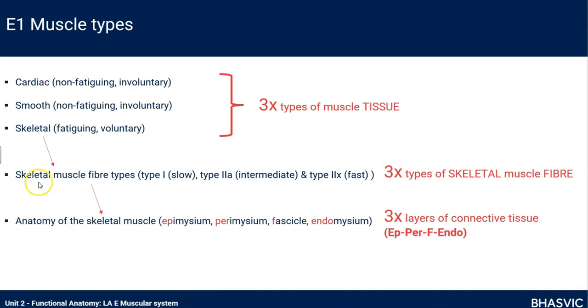The three that we need to know about are type 1, type 2A, and type 2X. So we're looking at this section of information here. They have different names, slow, intermediate, fast, but we're going to try and learn the type 1, type 2A, type 2X names.